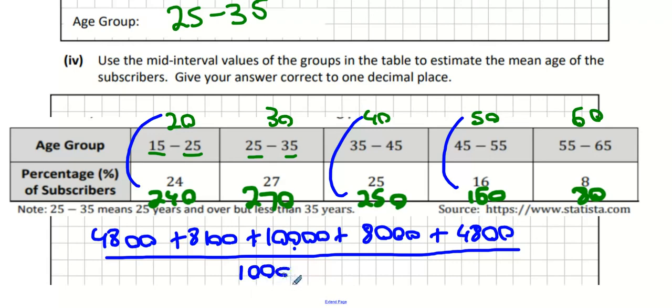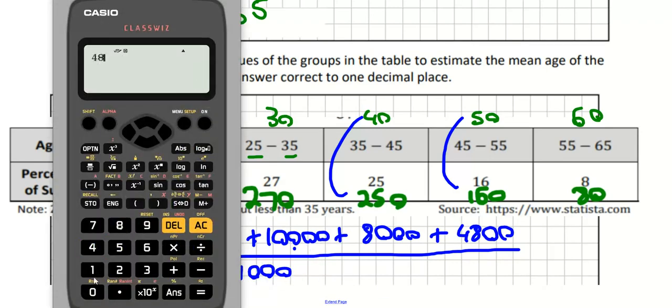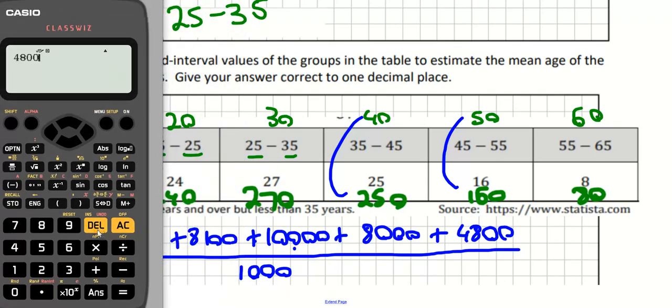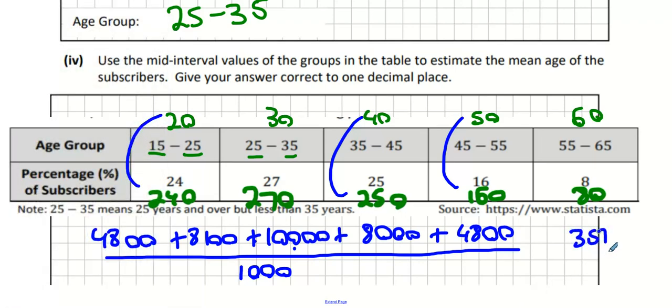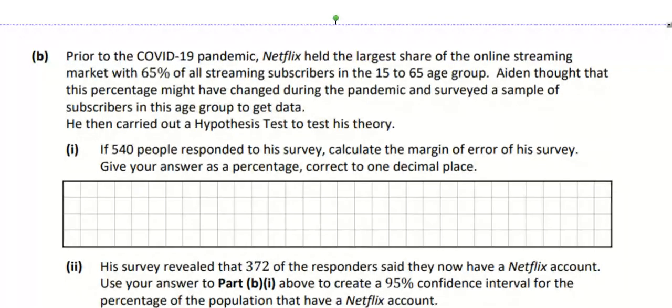All divided by 1,000. So I'm going to grab this, my 4,800 plus my 8,100 plus my 10,000 plus my 8,000 plus my 4,800, divided by 1,000, add it all together, 35,700 divided by 1,000, and I'm hoping the average is 25.7 years. Okay, that's the mid-interval value.